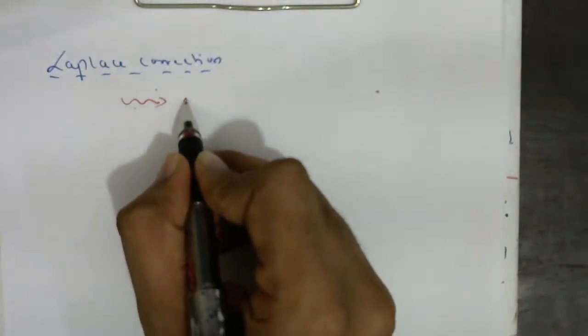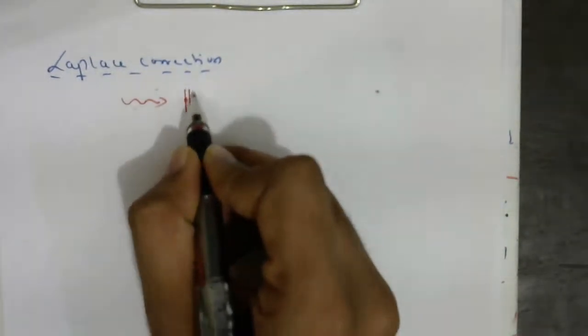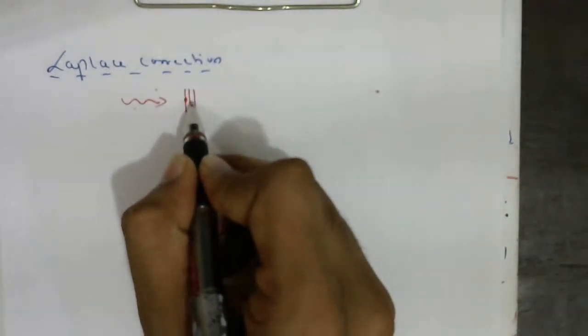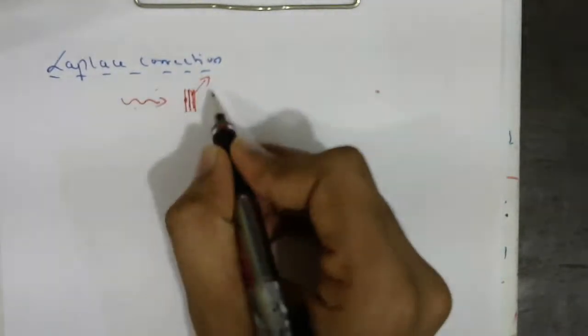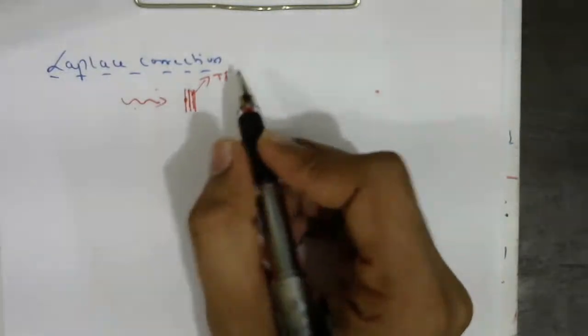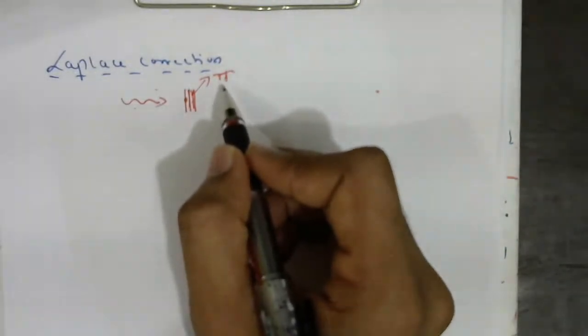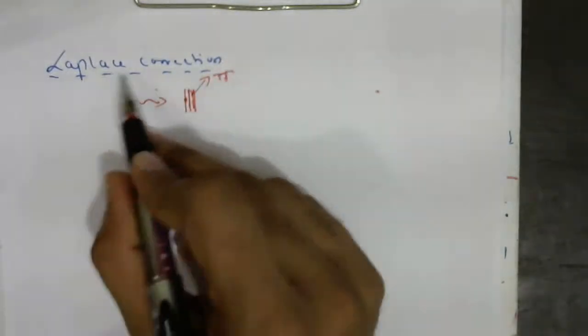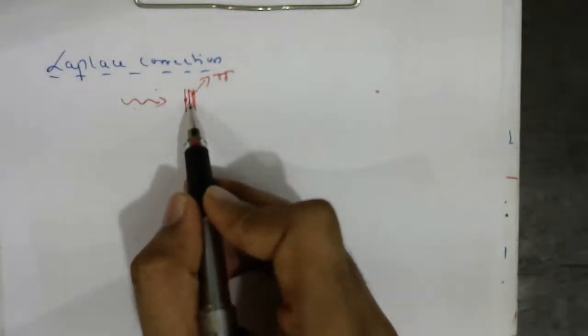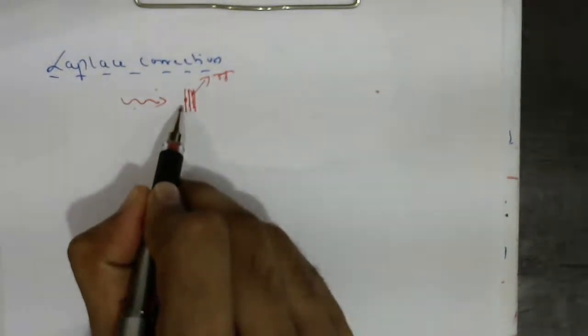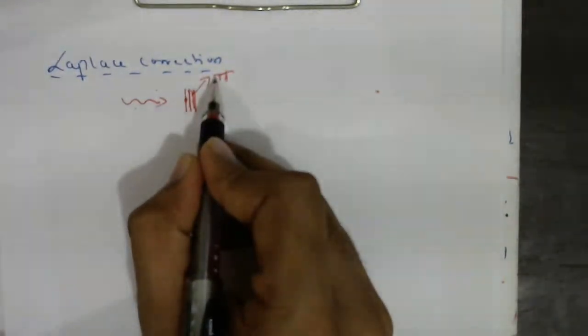Adiabatically means energy will not transfer from system to surrounding, or surrounding to system. See here, when layers are there, we get compression. At the compression, the temperature increases. Temperature is not constant, which means it is not an isothermal process. According to Newton, this is an isothermal process. Why? Because after compression, temperature increased, within a fraction of a second.